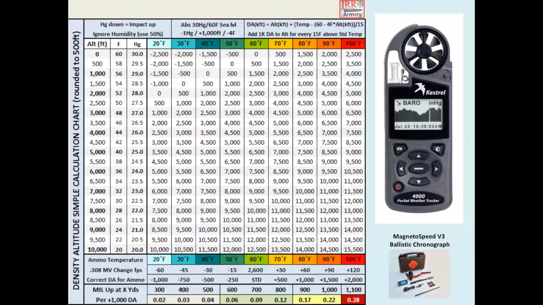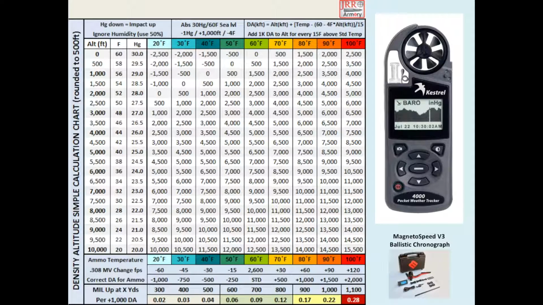Looking at the density altitude, I try to simplify and round the normal charts you find on the internet. I have the elevation in 500 feet increments on the left side, the standard temperature for that particular altitude, and the standard pressure for that elevation. And the simple rules of thumb are for every 1,000 feet, you drop by 1 inch of mercury, and you also drop 4 degrees Fahrenheit. And this works very well from 0 to 10,000 feet.